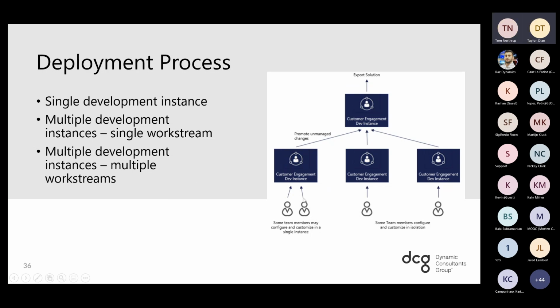Here's another example. You could have 2 team members working in this dev instance, promote unmanaged changes to a common dev instance. So they're all working in their own instance. This works for larger teams. I've used it on larger projects. It allows for the individuals making the changes to be in their own instance and not interfering with each other. So if someone breaks something, it doesn't break yours, right?